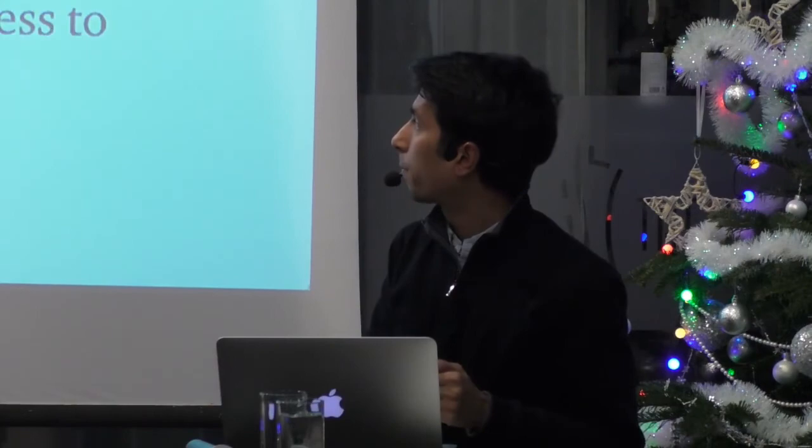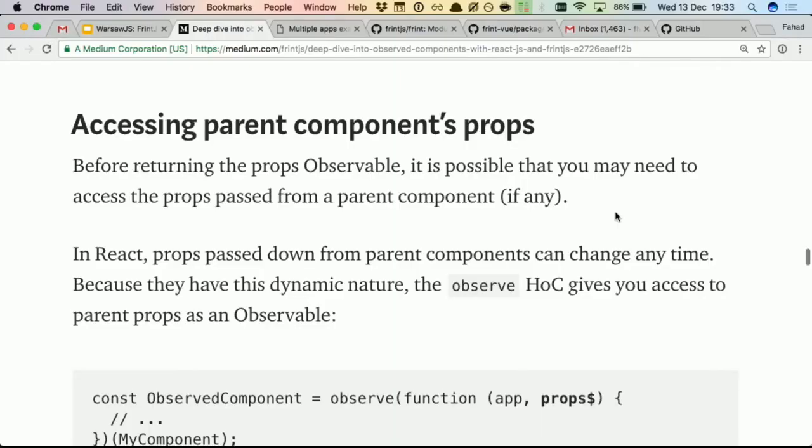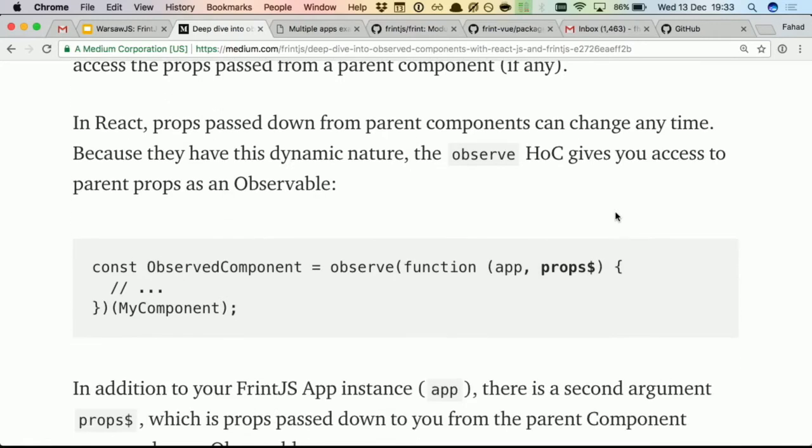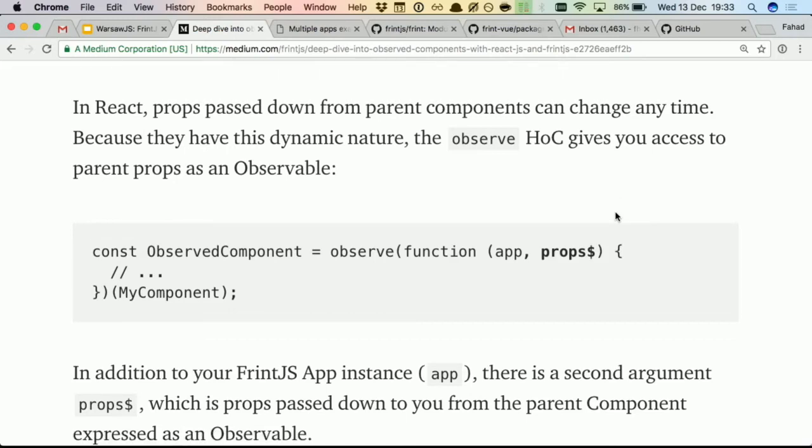And you can also access the parent component's props that are passed to your base component. So there is a second argument that you can use. That is the prop stream from parent. This is a bit advanced usage. I think 80% of the use cases you won't even need it, but we have this in the API. Now you can manipulate this in any way you want.